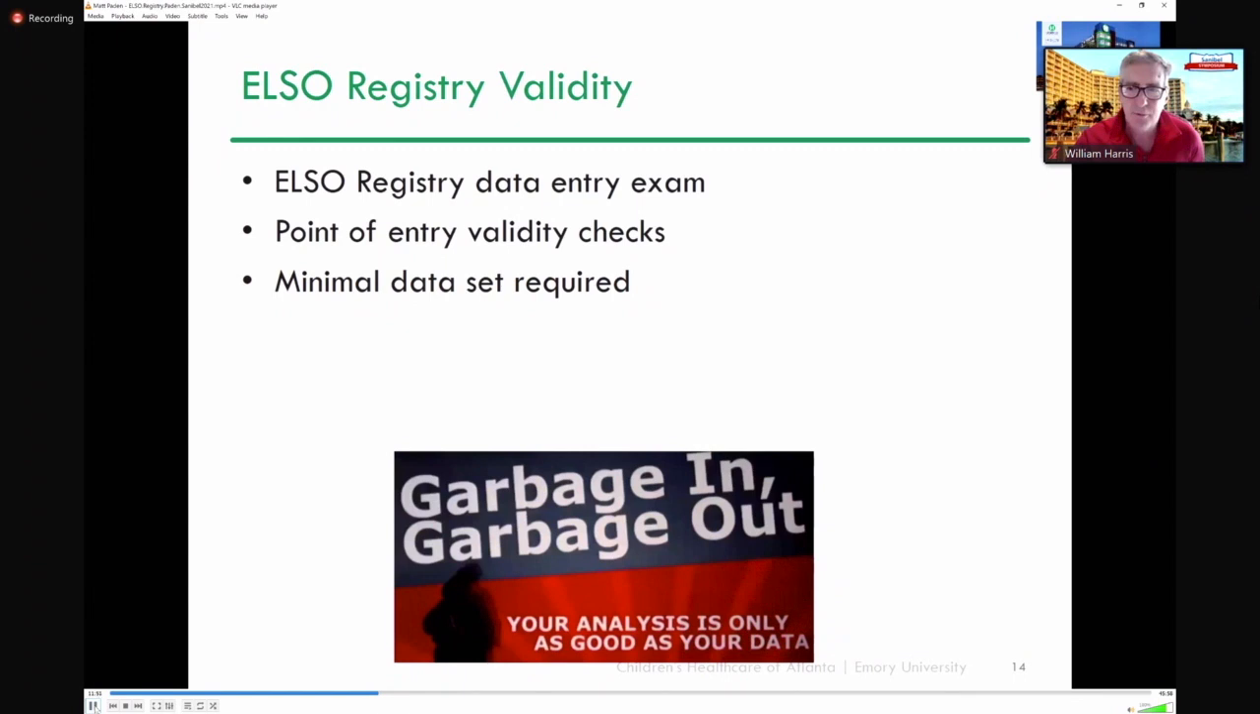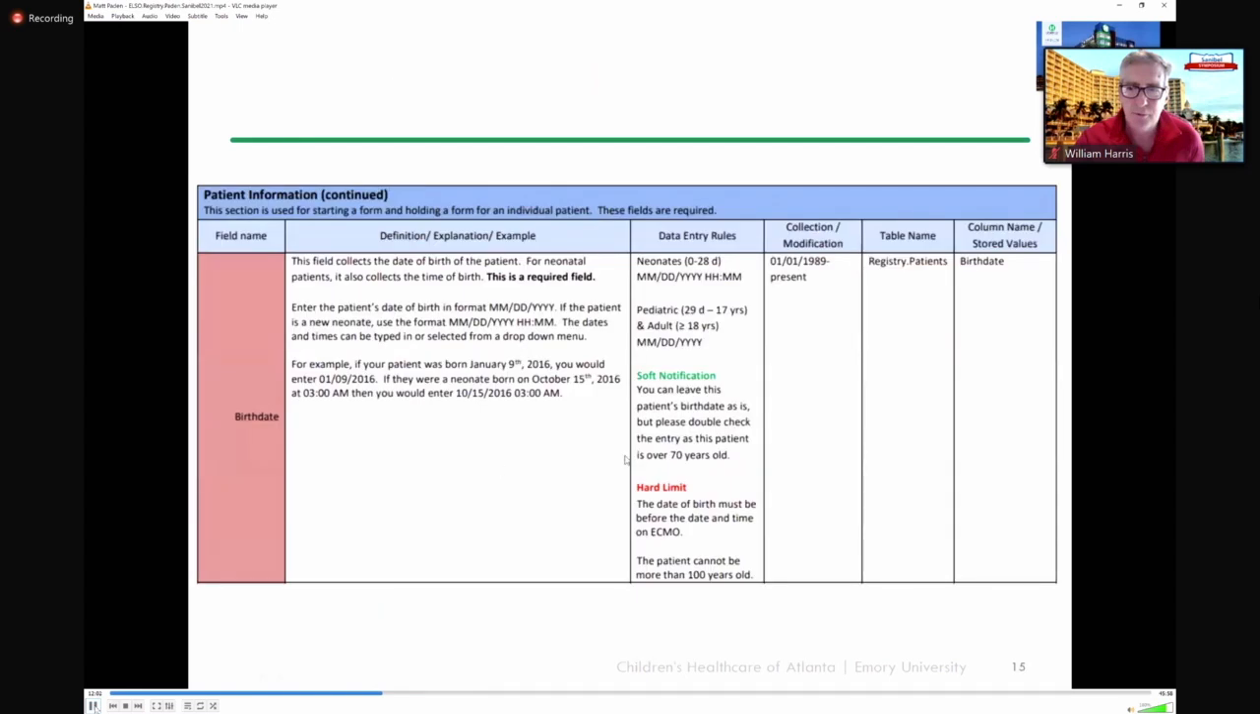So if making sure the folks who are entering the data are trained is important, then we also go to our next set of validity checks, which are point of entry validity checks and the minimum data set required. So again, I'll go back and show you one of our data definitions. The first thing you notice about this is the field name over here, birth date, is in this kind of purple color. This tells you it is part of the minimum data set. As it shows you over here, it's a required field. You have to enter this. You will not be able to complete this patient in the ELSO registry without entering this data. It's another way we make sure we're getting all of the data that we need for these patients.